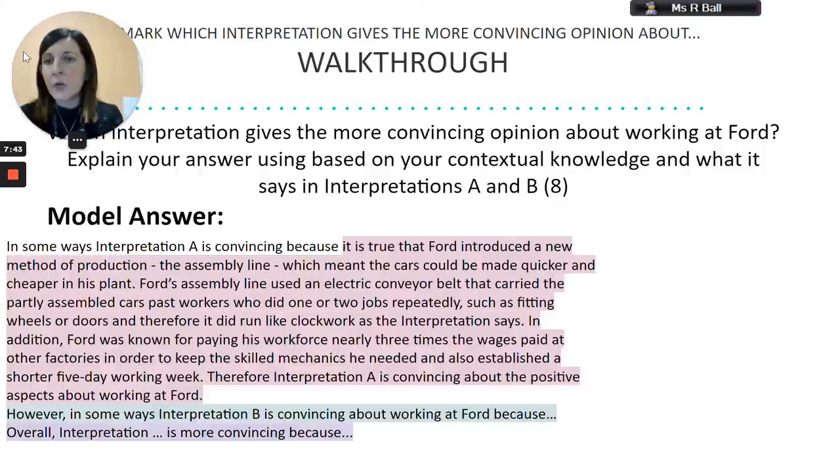In addition, Ford was known for paying his workforce nearly 3 times the wages paid at other factories. And so it's true that workers at Ford were paid well. And he did this in order to keep the skilled mechanics that he needed. He also established a shorter 5-day working week. And so therefore, interpretation A is convincing about the positive aspects about working at Ford. You will then replicate and do the same thing for interpretation B before coming to a brief summary conclusion.